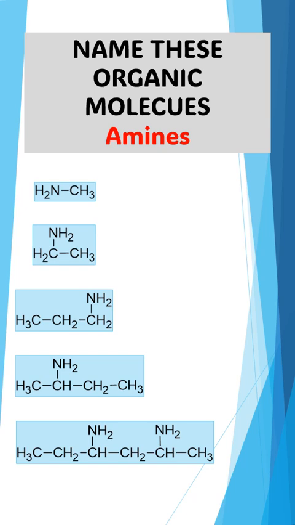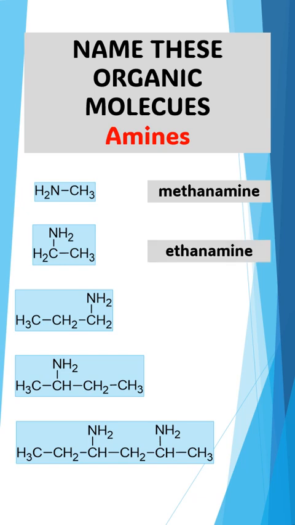Okay, let's name these molecules. They are all amines because they have an NH2 group attached to them. The first one has 1 carbon, so it is methanamine. The second one has 2 carbons with the NH2 group coming off, it is ethanamine. The third one has 3 carbons and the NH2 group comes off the carbon at the end, or the first carbon, so it is propan-1-amine.